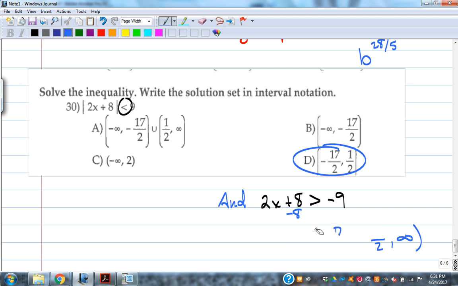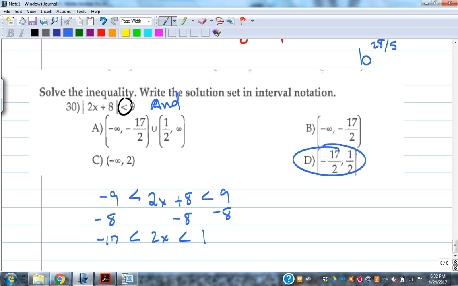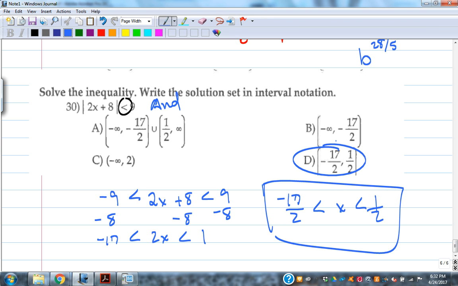So let's do it a better way. It's an and problem. Remember with the and problems, we could do 2x plus 8 in the middle. Do that, and then that makes the problem a little easier to see what's going on. There's the -17, there's the 2x, there's the 1. And then it's -17 over 2 is less than x is less than 1/2, which makes it more obvious that D is the right answer there. Thank you for mentioning that, Cindy. I screwed that up.